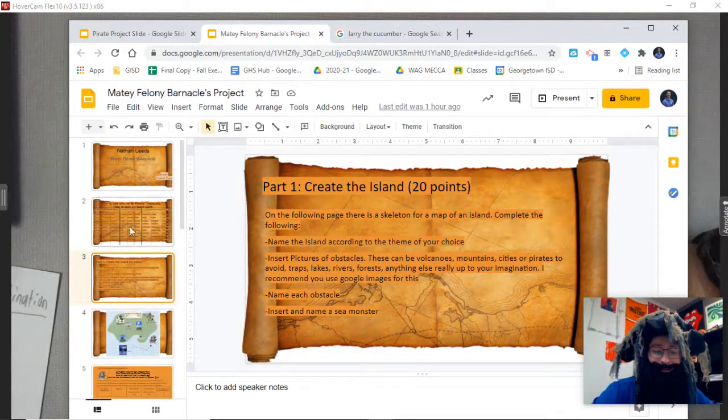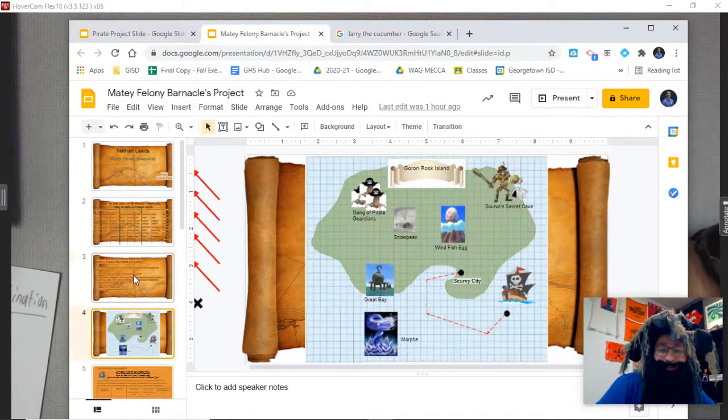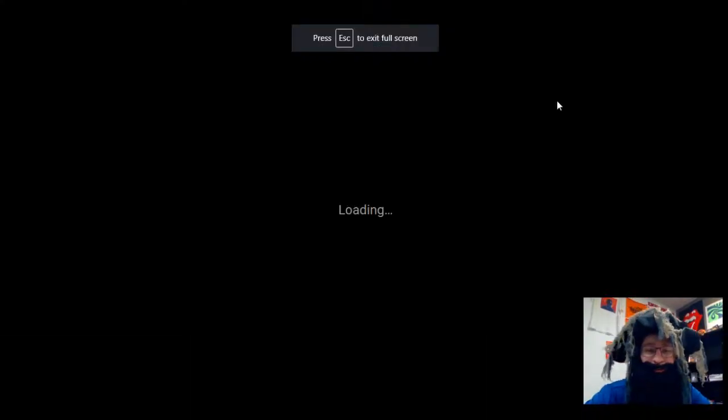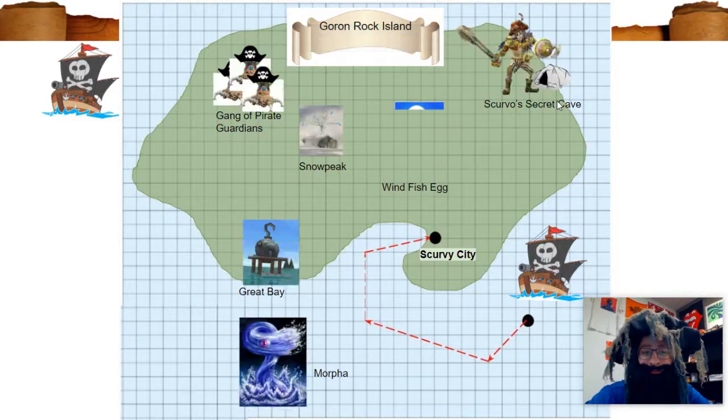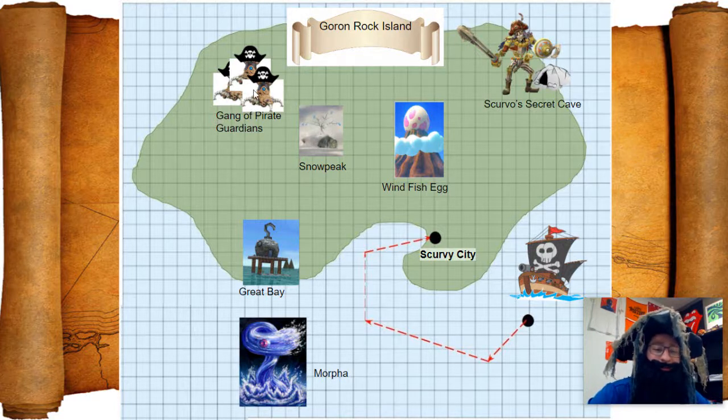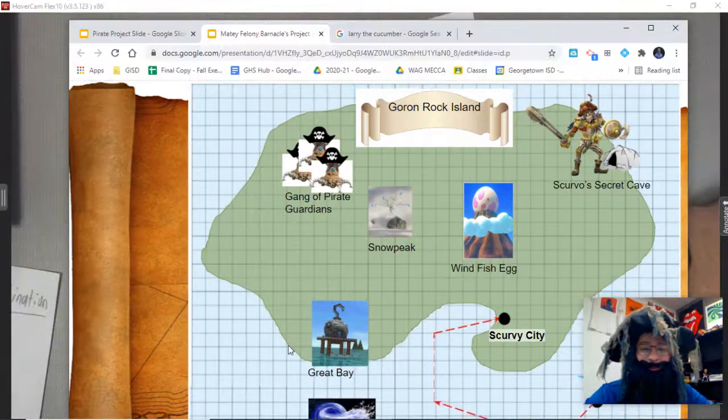So just to show you mine, that's the first part of the project. Let's look at this entire thing, because my island's awesome. Of course, Zelda themed, my favorite. We've got the pirate going to Scurvy City. I've got Windfish Egg, Skurvo's Secret Cave, Snow Peak, Gang of Pirate Guardians. Yes, I got the Guardians with the pirate hats. Great Bay, and then Morpha, the little sea monster. Okay, cool. So there's mine.